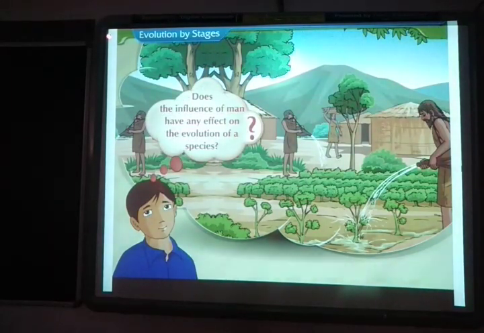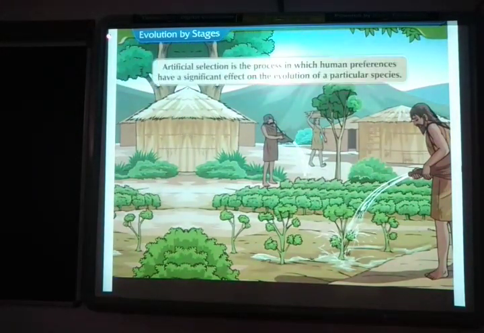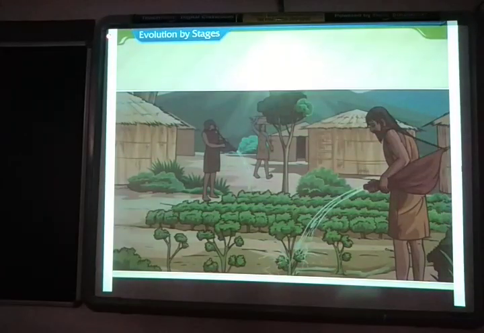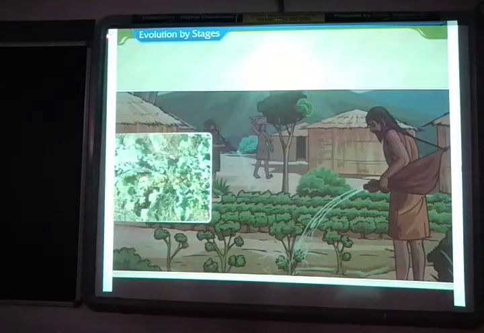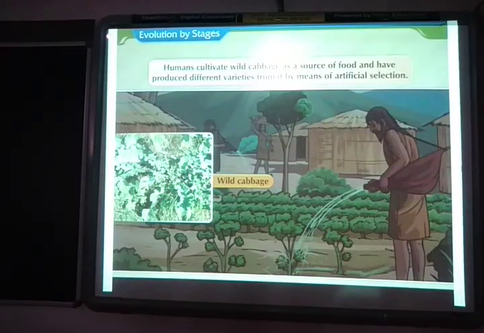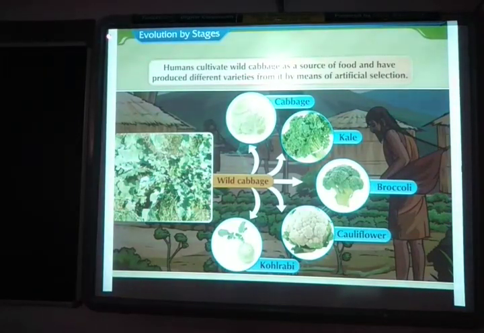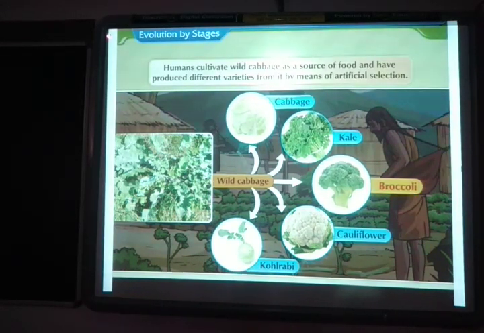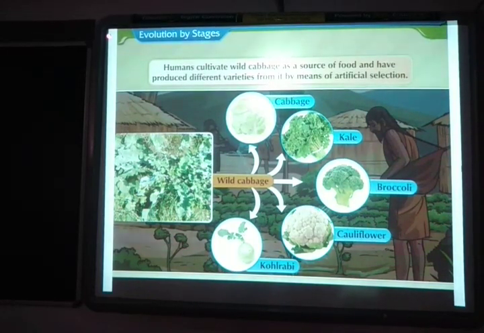Does the influence of man have any effect on the evolution of a species? Yes, artificial selection is the process in which human preferences have a significant effect on the evolution of a particular species. For example, as observed in the case of wild cabbage, humans cultivate wild cabbage as a source of food and have produced different varieties from it by means of artificial selection. Common vegetables such as cabbage, kale, broccoli, cauliflower, and kohlrabi are the descendants of wild cabbage.